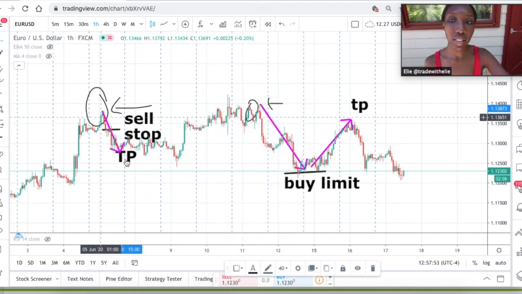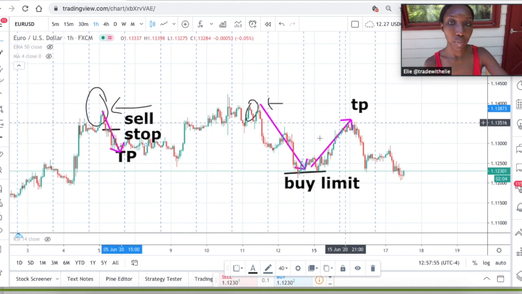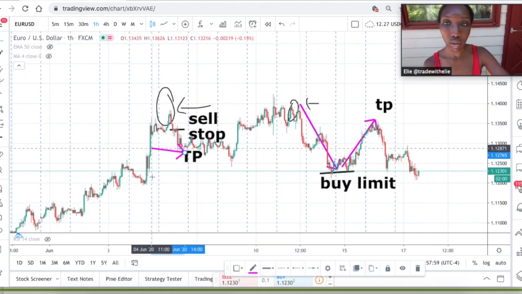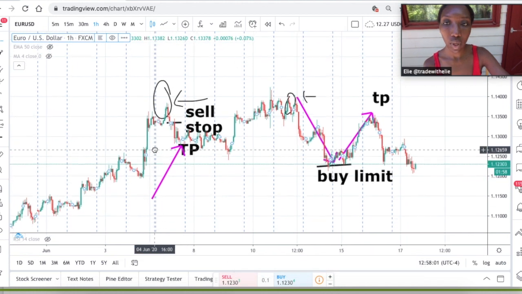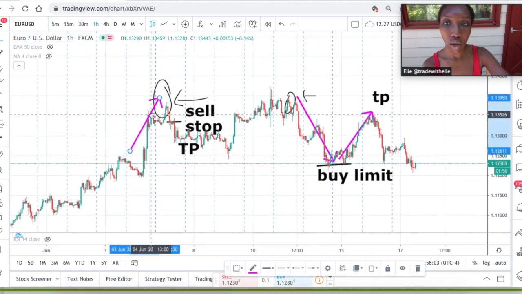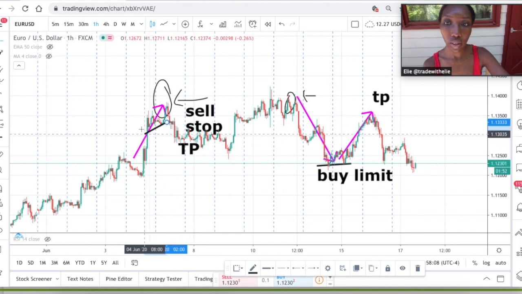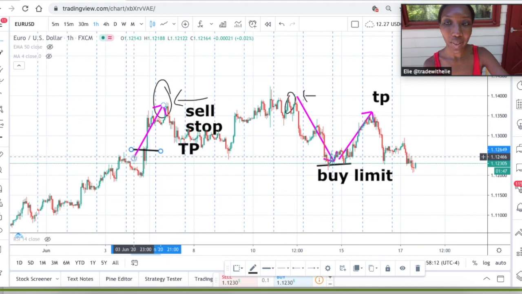Okay, so that's an example of a sell stop. This is an example of a buy limit, right? But I should actually switch it around so I can give you a better example of why you want to use one over the other. Bear with me, guys.